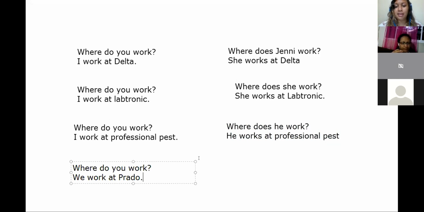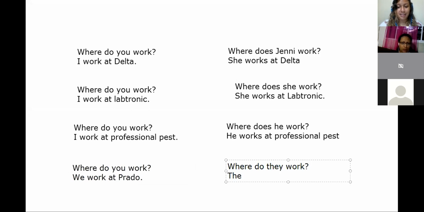Very good. Okay. So in the question about Herman and Gustavo, I say, where does or do for they? Do. Where do they work? Where do they work? And we say, they work.